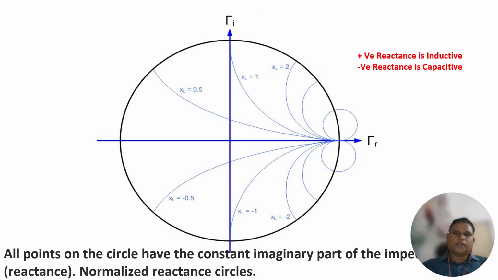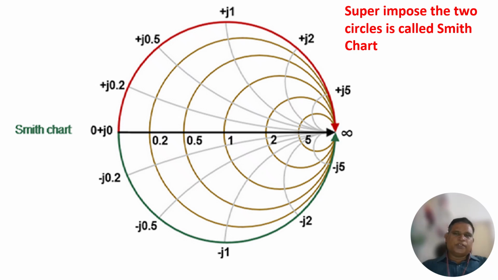We can plot these circles for positive reactance and negative reactance. Positive reactance indicates inductance and negative reactance indicates capacitance. All the points on the circle have the constant imaginary part of the impedance, that is the reactance. These are called normalized reactance circles. With positive reactance it indicates inductive, and with negative reactance it indicates capacitive. By superimposing the two sets of circles, constant resistance circles and constant reactance circles, we get the Smith chart.